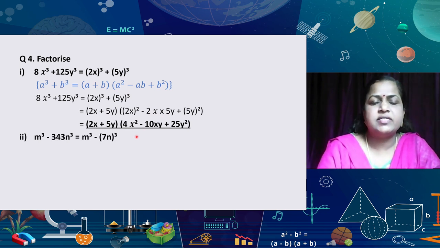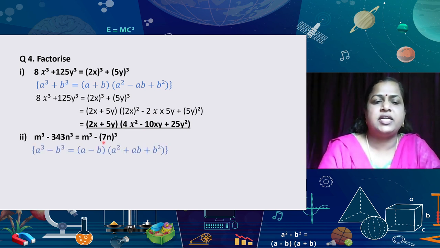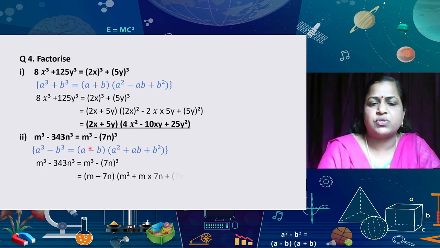In the next part, we are given m cube minus 343n cube. We can write it as m cube minus (7n) whole cube. The identity we have to use here is a cube minus b cube equals (a - b) into (a square plus ab plus b square). Here a is m and b is 7n. So we can substitute the values of a and b here. That is a minus b is m minus 7n, into a square plus ab plus b square.